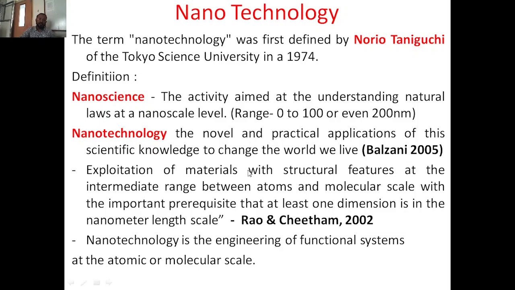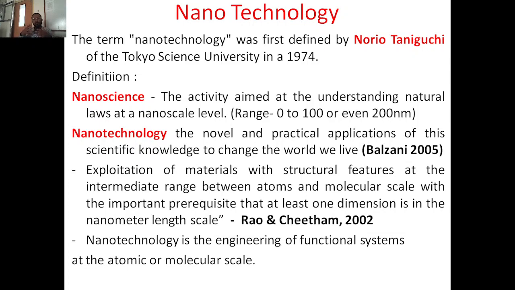So the same thing. Those are structural features at the intermediate range between the atomic and the molecular scale. Because what is the size of an atom? It comes under 10 to the power minus 11 or 12, right? Whereas in a molecule, it is minus 8. So nano falls under minus 9. So we are calling it an intermediate range between the atoms and the molecular scale.